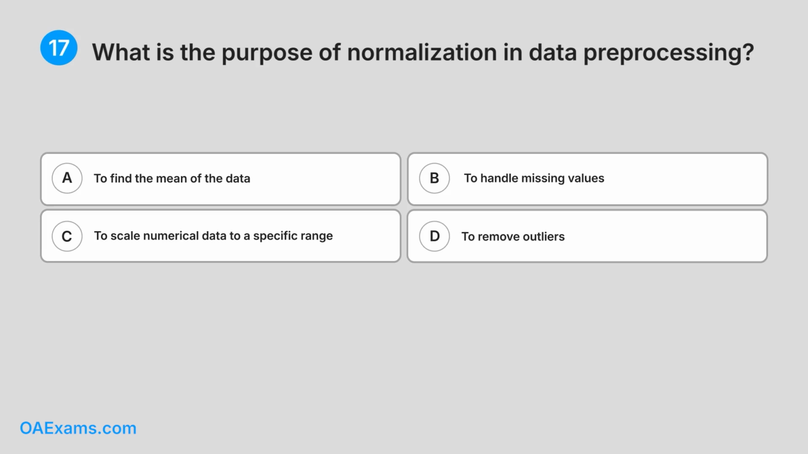A. To find the mean of the data. B. To handle missing values. C. To scale numerical data to a specific range. D. To remove outliers. Do you know the answer?